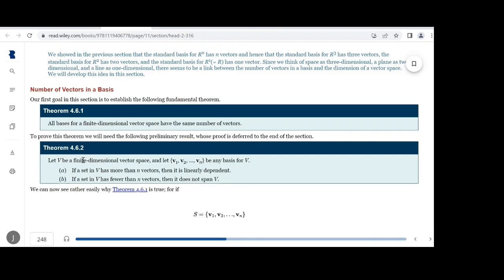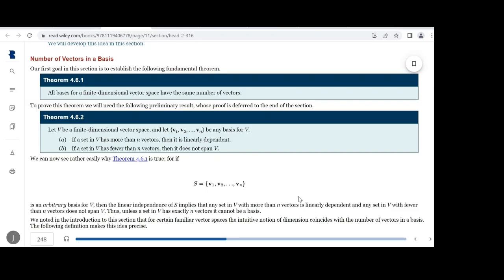Here they also have theorem 4.6.2. They say let V be a finite dimensional vector space. Okay, we're used to that. And then V1 all the way through Vn, let that be any basis for V. It says if a set in V has more than those n vectors in the basis, then it is linearly dependent. So some of those vectors are going to be linearly dependent. On the other hand, if it has fewer than n vectors, then it's not going to span V, so it's not going to be a basis. So we've got some different theorems going on.